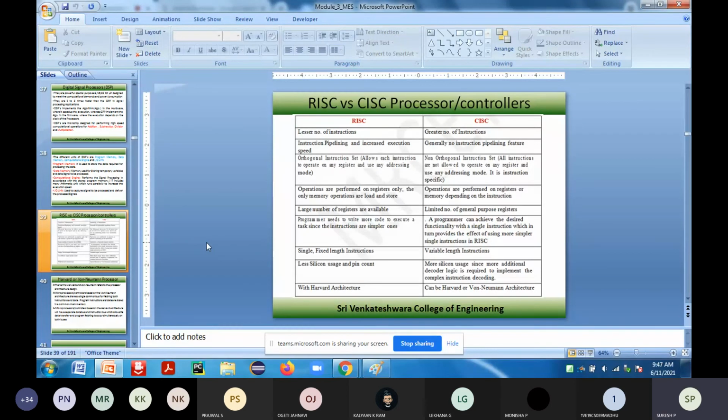Okay. So we have two types of architecture: one is Harvard architecture, the other is von Neumann architecture. What's the difference between Harvard architecture and von Neumann architecture? Can anyone tell? Which one has the separate bus, separate unit for data and instruction, Harvard or von Neumann?